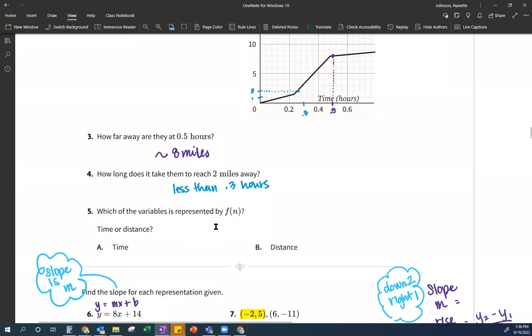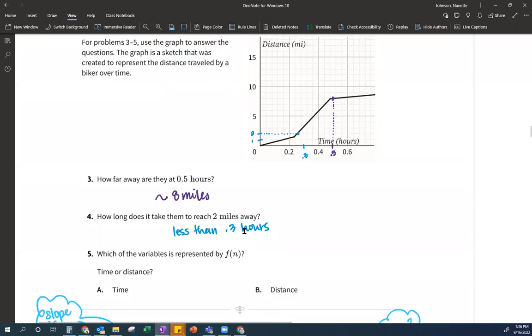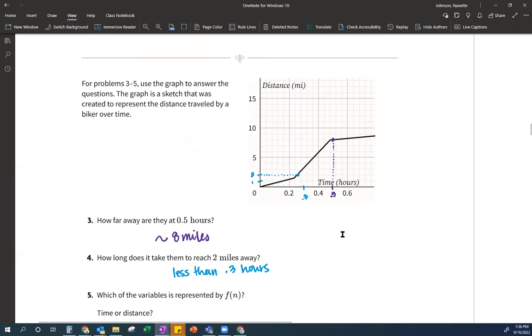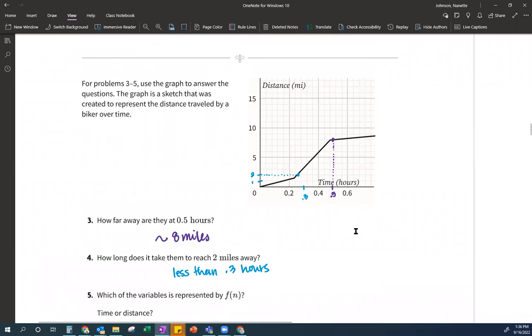So which of these variables is represented by f of n? So time or distance? Which one of these is f of n? Time or distance? What do you all think? Anybody in the chat? Can you tell me what you think? Time or distance? Yeah, it's distance. So whenever you look at f of n, your brain needs to say, oh, you're talking about the y.